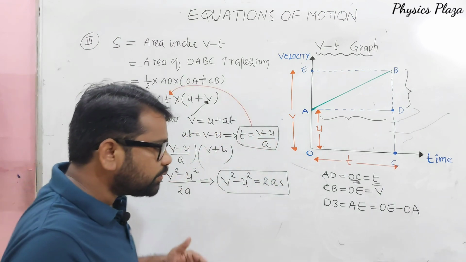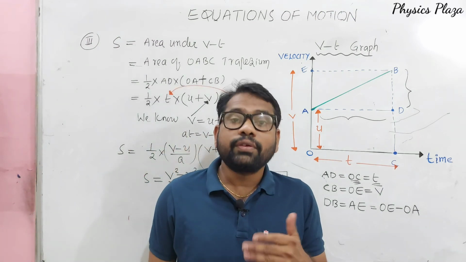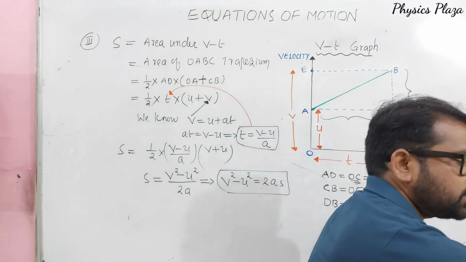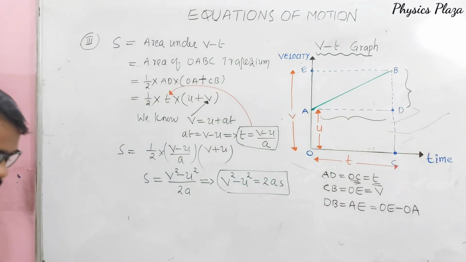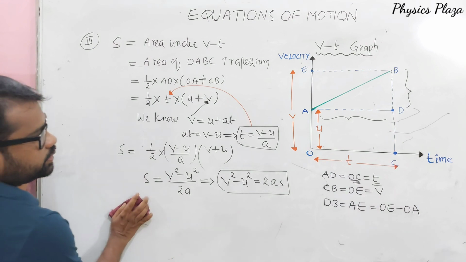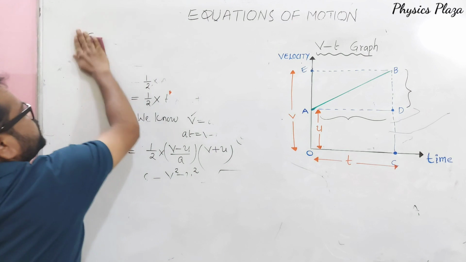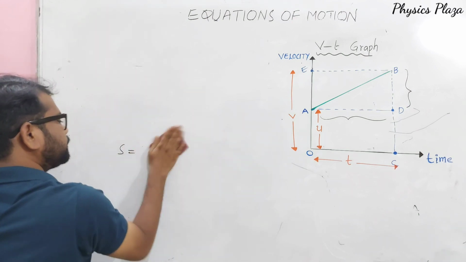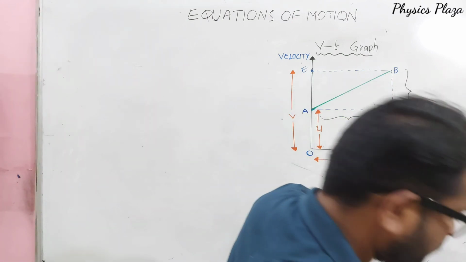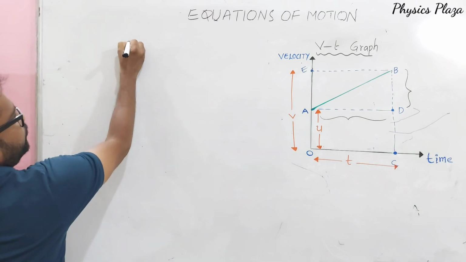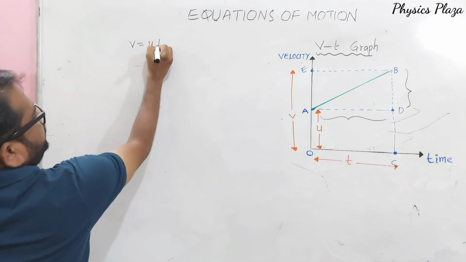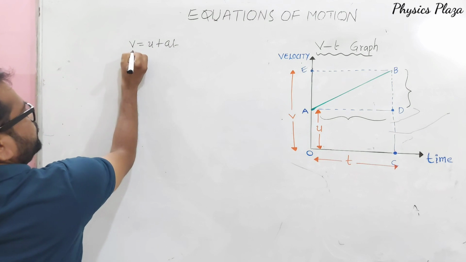Then what is the use of these three equations of motion? How are we going to use them? Let us see, children. Copy this. Can I rub this? Yes. Look here. First of all, what is the first equation of motion? That is v is equal to u plus at. So what is the specialty of v is equal to u plus at?